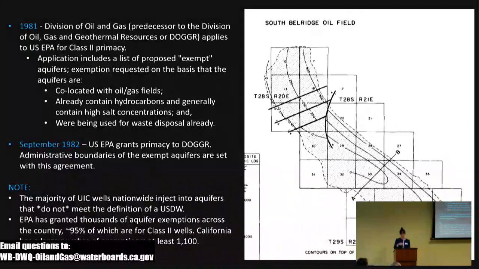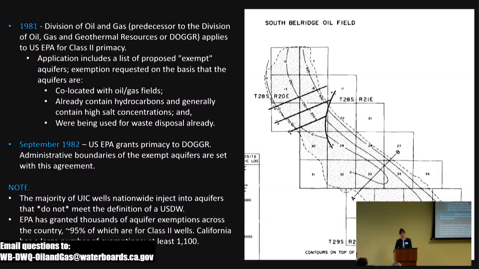So what they did was submit this series of hand-drawn maps, you can see one on the right, that were drawn in the 70s and 80s, which showed the current productive boundaries of all of the oil and gas fields in the state. And so DOC proposed and EPA approved that those productive boundaries be the administrative boundaries of the aquifer exemptions. So as you can see, in September of 1982, EPA granted primacy to DOGGR, and they approved those boundaries to be the aquifer exemption boundaries.